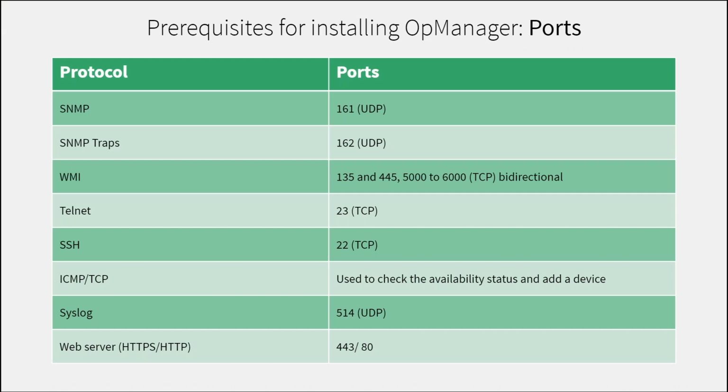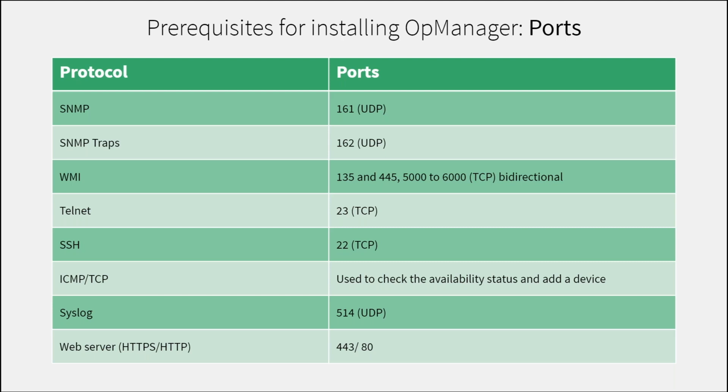Moving on to the next, installing OpManager would require a couple of ports to be opened on the firewall. Let's see what ports are important and which need to be open in your firewall. The most common protocol we use is SNMP for communication with the devices, and that needs port number 161 to be open. For the traps, it's 162.